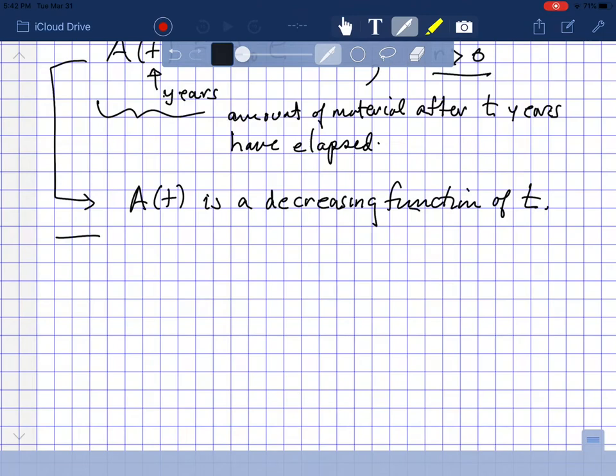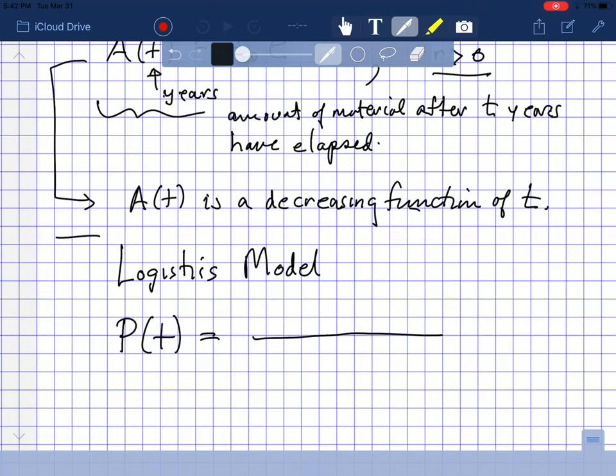Well, there's another model that's very, very important, and this is called the logistics model. And it uses the exponential function too. It's a model of population growth, which looks a little bit different from our simple model that I first presented. And it looks like this. It looks like d divided by 1 plus, let's make it k times e to the minus ct.